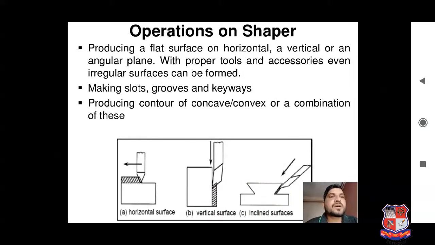Now, which kind of operation is performed on the shaper machine? As we have discussed earlier, the shaper can produce horizontal surfaces as well as vertical and inclined surfaces. Nowadays advanced shaper machines are manufactured, which can produce contour surfaces as well.